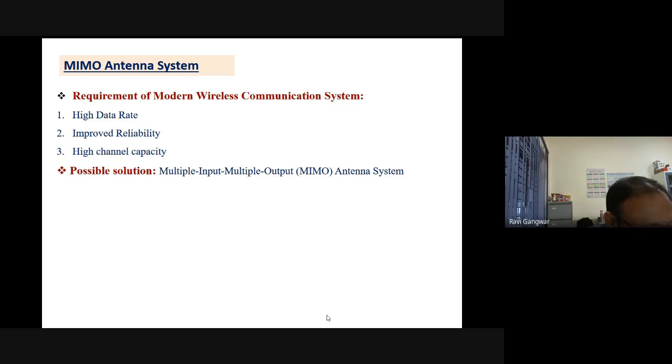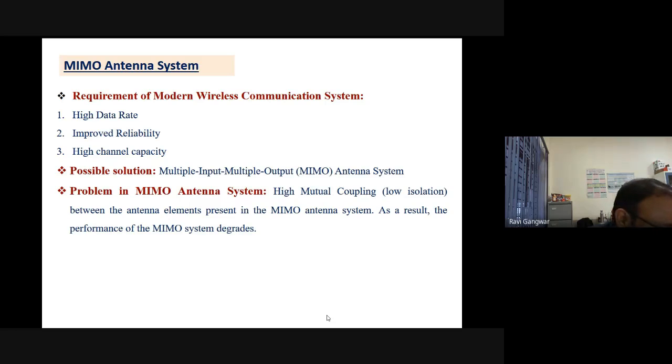But whenever we go for some technology, there are definitely some advantages, but these advantages come at some specific cost. So what is the cost? The problem with this technology is high mutual coupling, or low isolation, between the antenna elements.